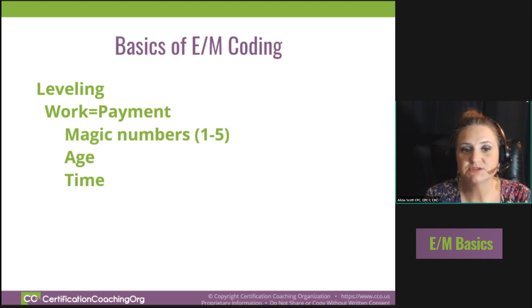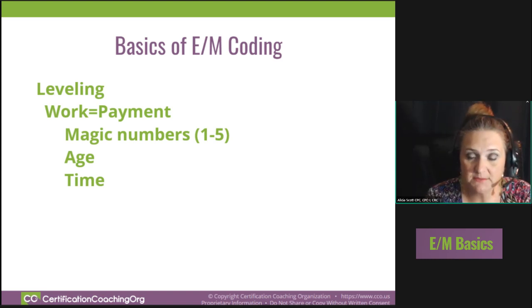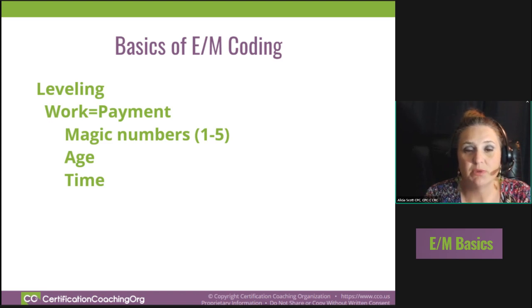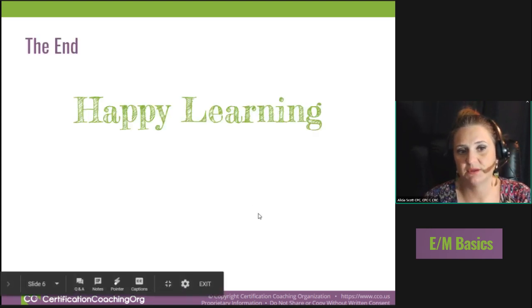So keep in mind that most of the time you're going to be tested on those magic numbers, the 1 through 5. You just have to determine whether it's a new patient or an established patient, and then how many body systems, if it's history, all of that's factored in. And that's what we spend a lot of time teaching about with E&M coding, is that leveling. But there are other areas that constitute how we level an E&M, and that could be age and time, for example. There's others too, but those are the main ones.